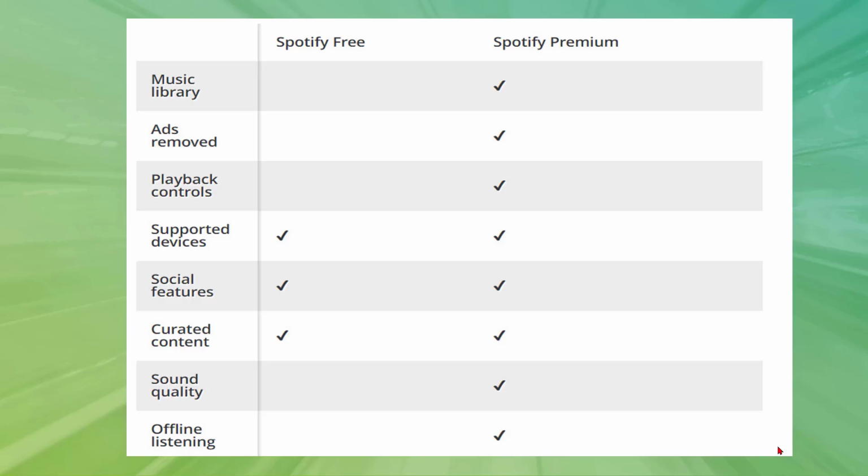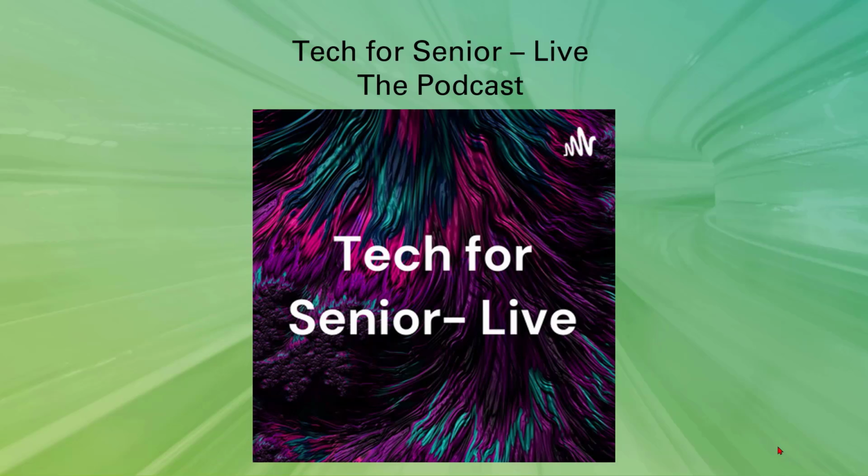And here's how it's set up. You've got a music library in the premium version. You've got ads removed, playback controls. Both of them have the same supported devices, social features, and curated content. But Spotify Premium also has better sound quality and has offline listening.